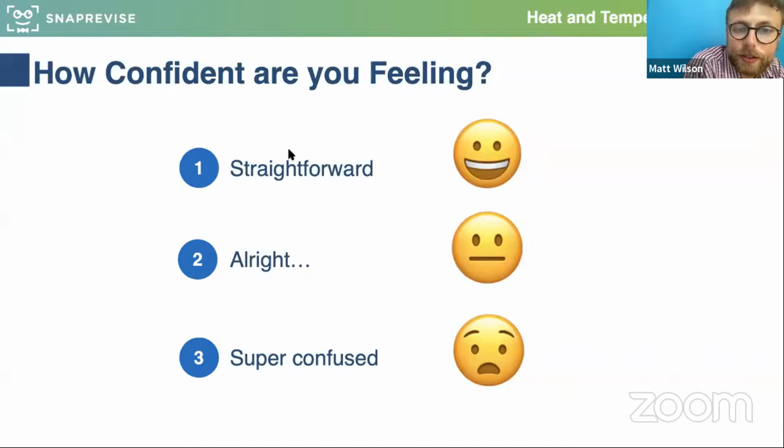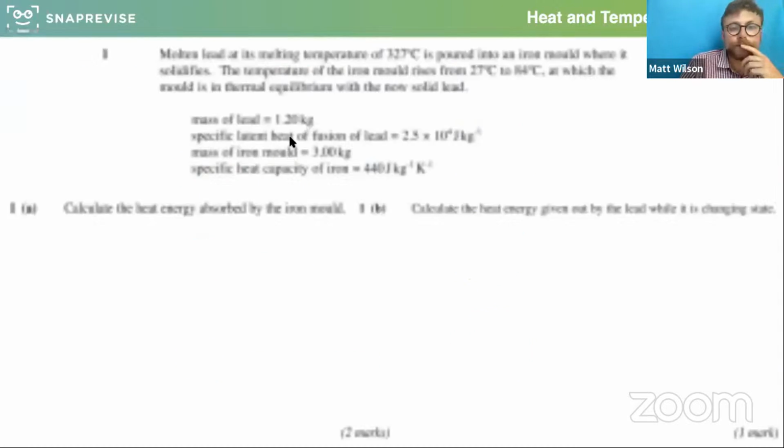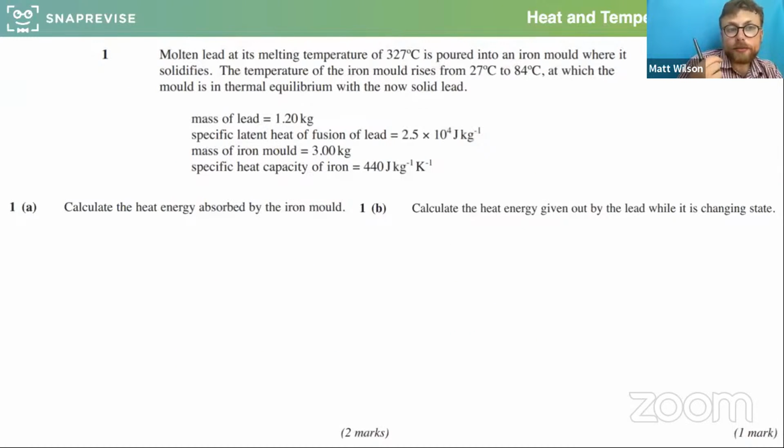We have some exam questions that we'll do now. Okay, so this is a really good question, actually. This gets you to really mix up your understanding of heat capacity and latent heat altogether, kind of like the last question did. Molten lead at its melting temperature of 327 degrees centigrade is poured into an iron mold where it solidifies. The temperature of the iron mold rises from 27 degrees to 84 degrees, at which the mold is in thermal equilibrium with the now solid lead.